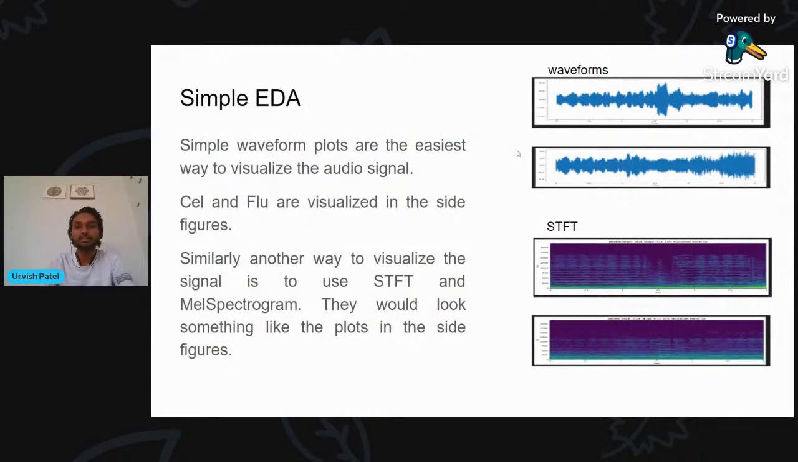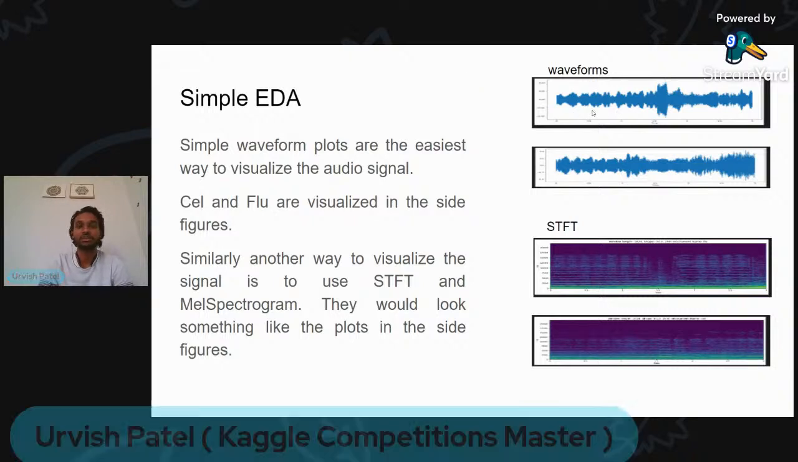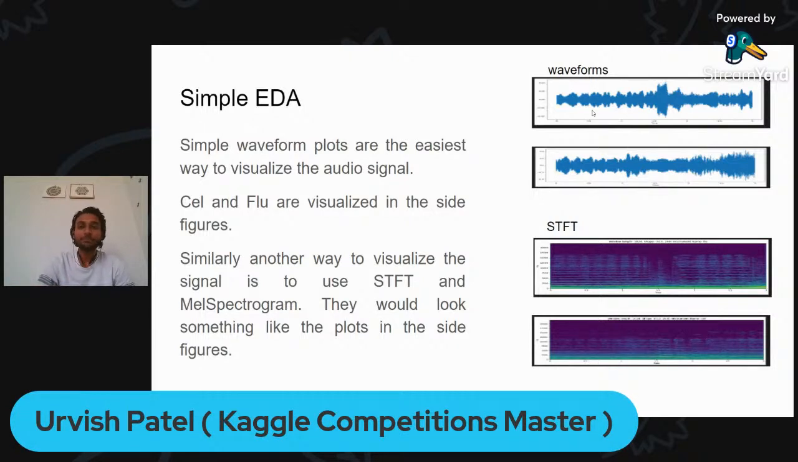So the EDA is going to be very simple. There are different tricks or different ways you can visualize a signal. One is visualizing it as a very simple waveform. A waveform is basically visualizing the amplitude of a signal with respect to time. From here you can see there is a difference between the amplitudes of these two sounds. Of course we are going to see this in the code as well when we move there. And then there is one more thing you can do, which is STFT.